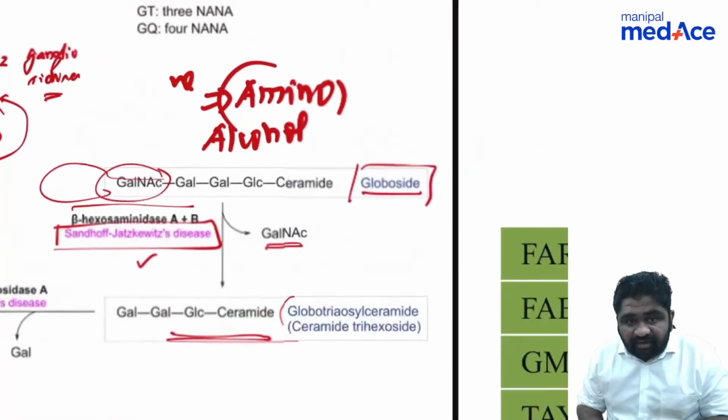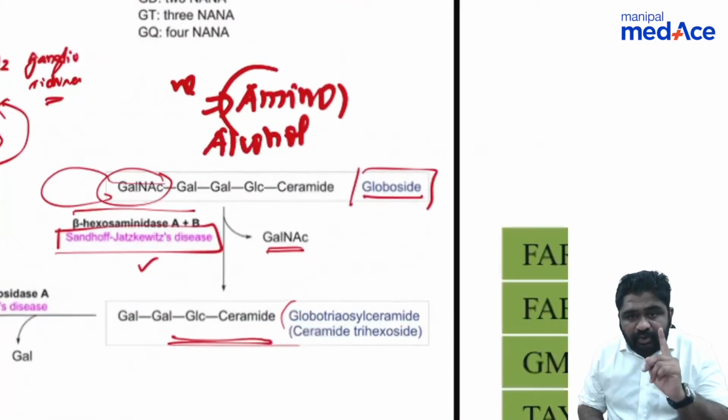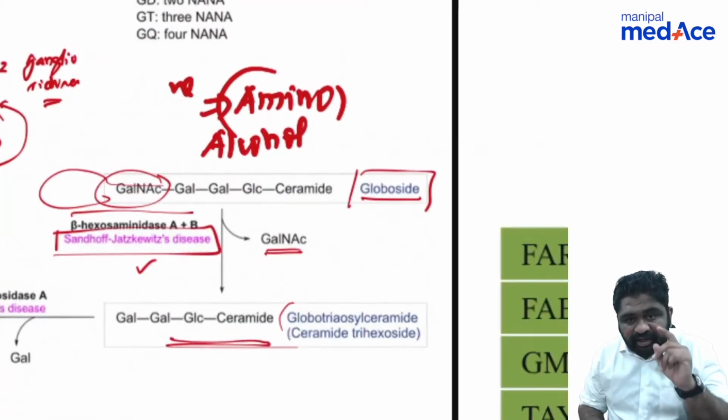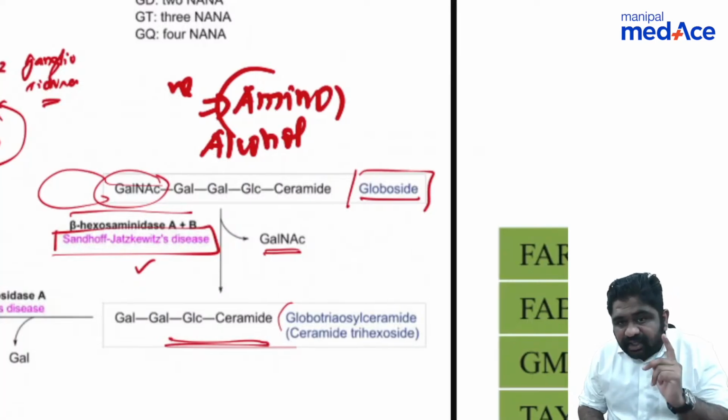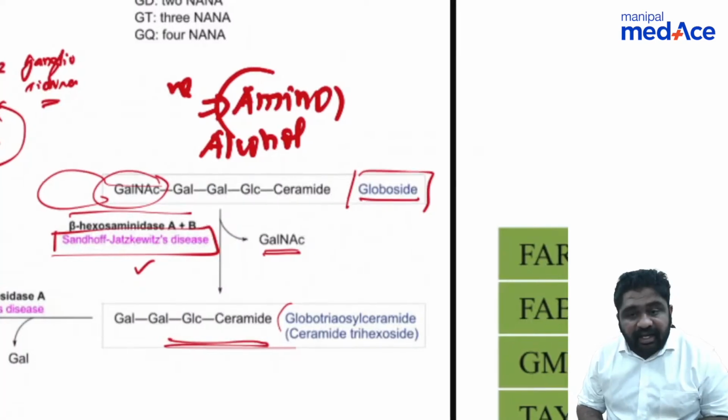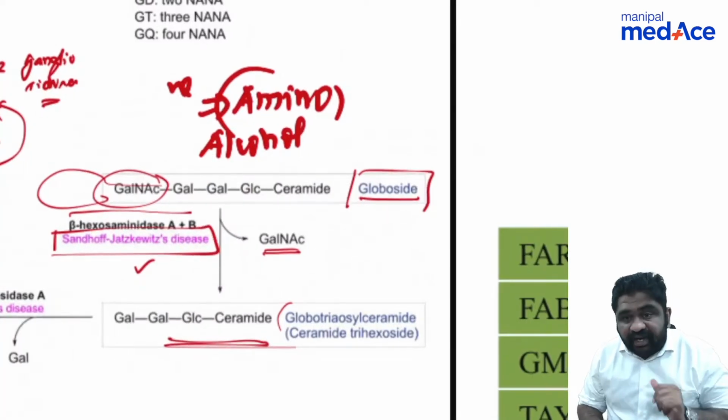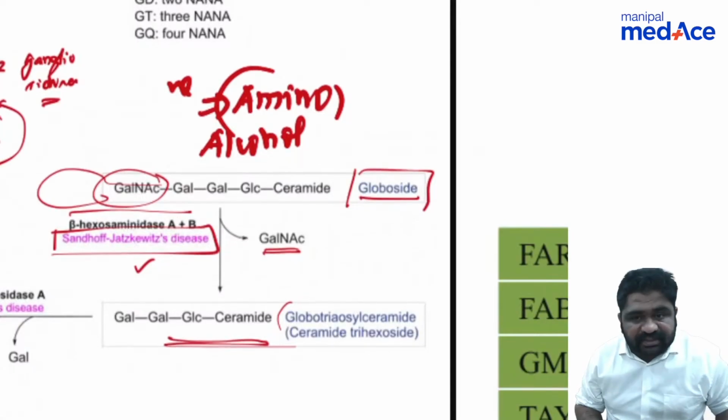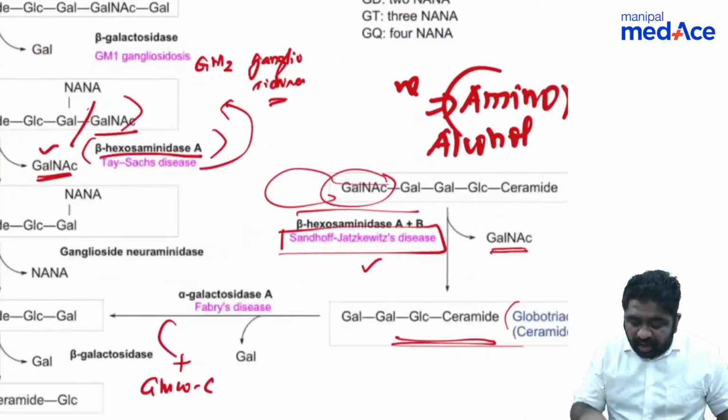On this side, we have a globoside. If a globoside loses GalNAc, it becomes a globotriaosylceramide. If that enzyme, beta-hexosaminidase A and B, is deficient, the condition is referred to as Sandhoff disease. Now, how do I remember?